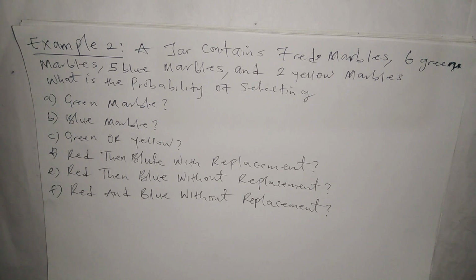Question says, a jar contains 7 red marbles, 6 green marbles, 5 blue marbles, and 2 yellow marbles. What is the probability of selecting A, a green marble, B, a blue marble, C, a green or yellow marble, D, red then blue with replacement, E, red then blue without replacement, F, red and blue without replacement? Solution.